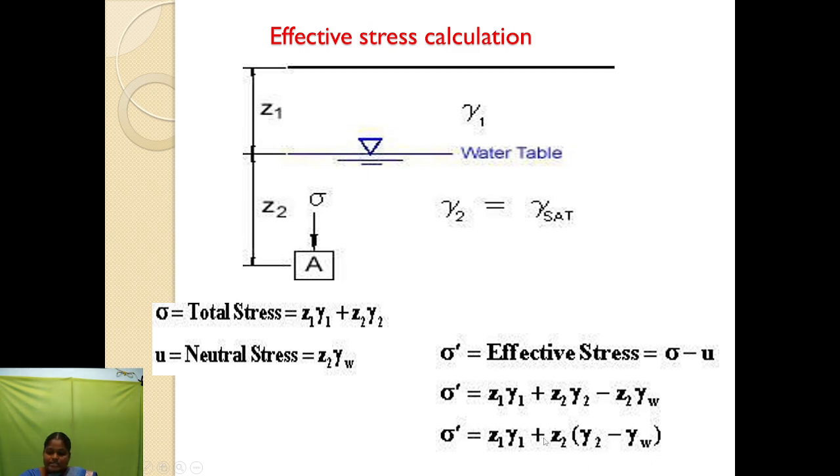So with that concept, the effective stress calculation in the stress distribution of soil can be done. Some other topics will be explained in another section.